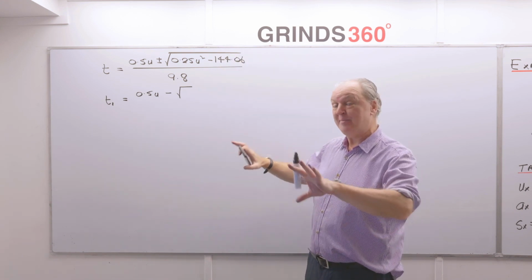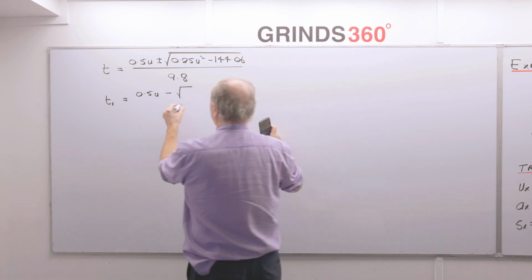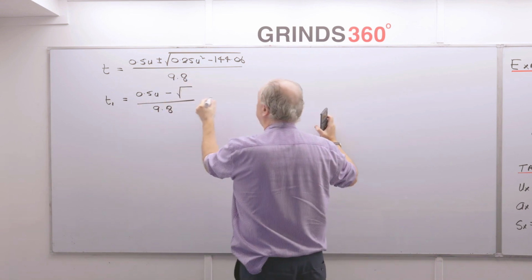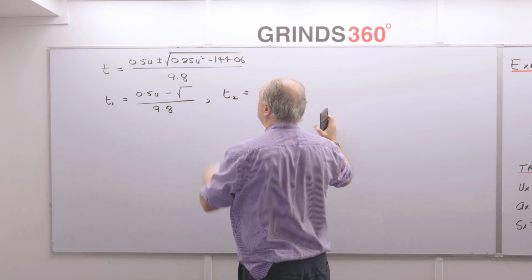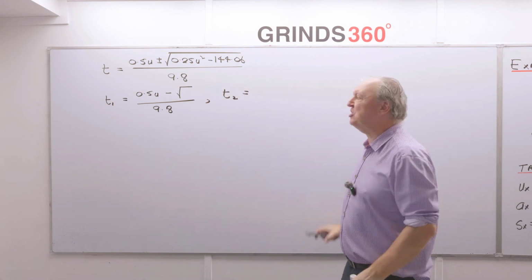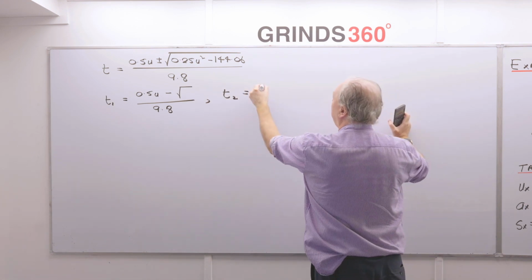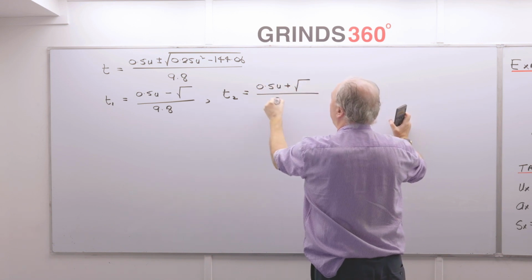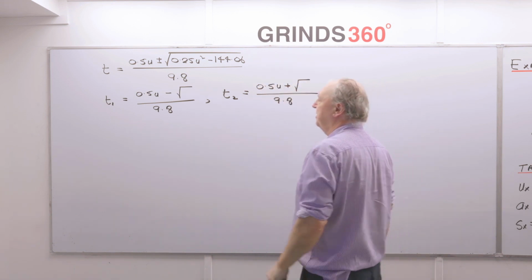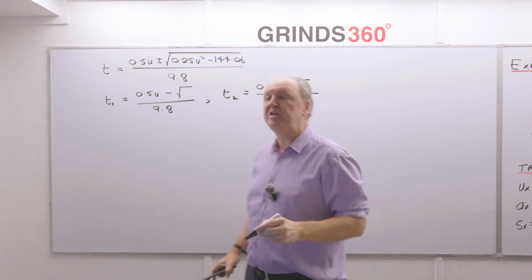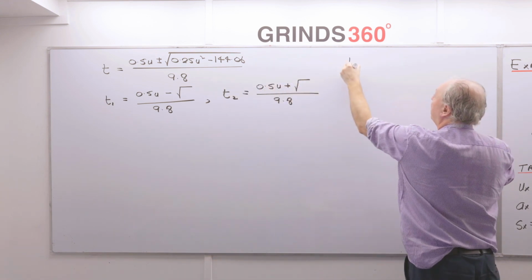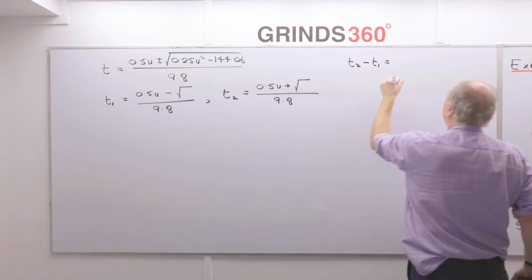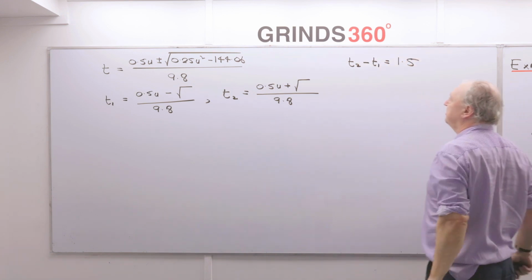Obviously, when you're doing this in the exam, you'll write everything out. Divided by 9.8. And T2, the second time, that's the later time. That's using the positive, so it's going to be 0.5u plus the square root of, all over 9.8. Now, you're told this important piece of extra information: the difference in the times, T2 minus T1, is equal to 1.5 seconds.